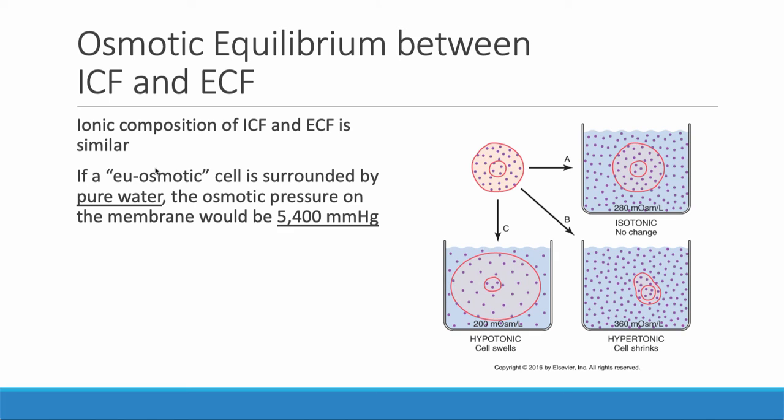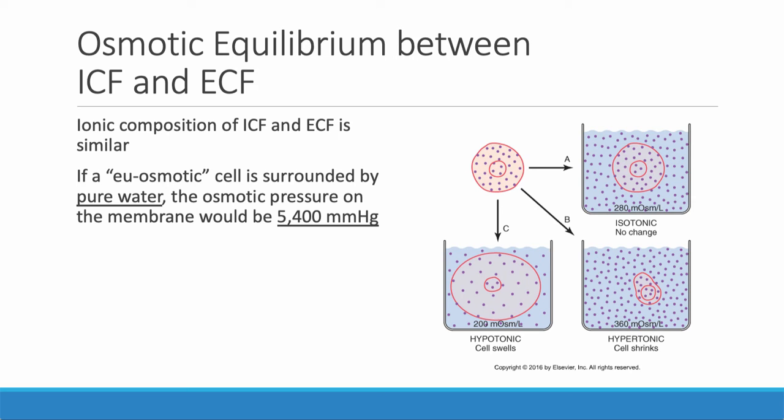Again, an isosmotic cell, that is a cell that has just the right amount of intracellular ions. If you put that cell into a bucket of pure water with no electrolytes in it, the pressure exerted on that cell membrane would be 5,400 millimeters of mercury, just because of the differential between the highly concentrated ions and the zero concentrated ions. It's enormous, enormous pressures. These are very powerful forces at work.